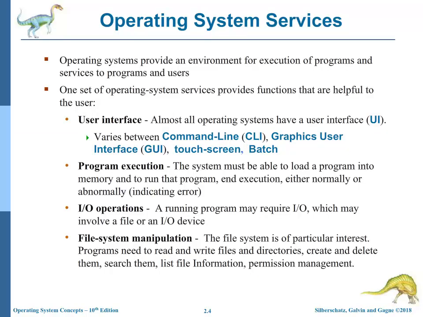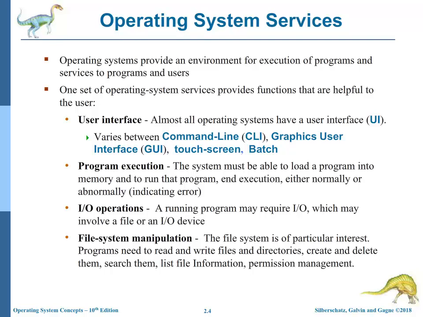An operating system provides services to both the users and to the programs. It provides programs an environment to execute. It provides the user the services to execute the programs in a convenient manner. The following are a few common services provided by an operating system.